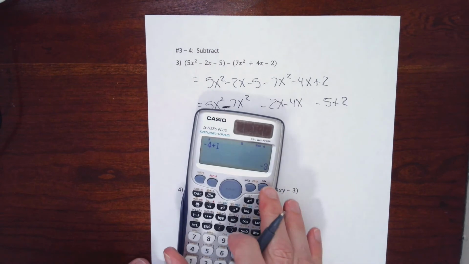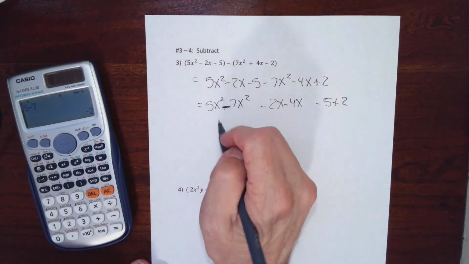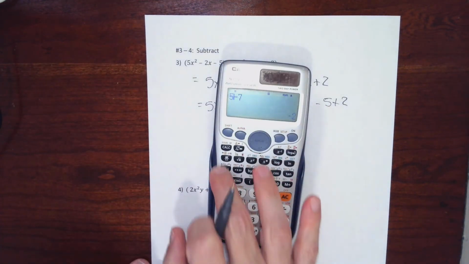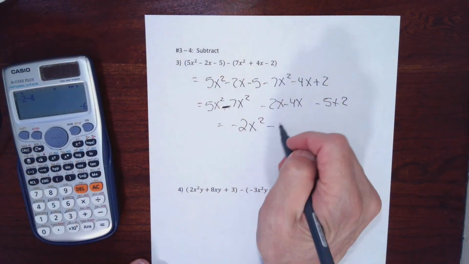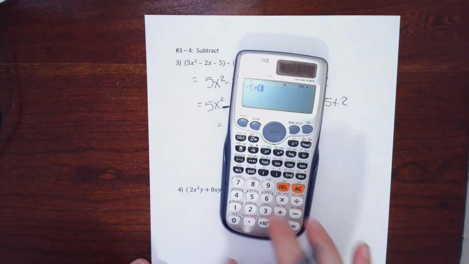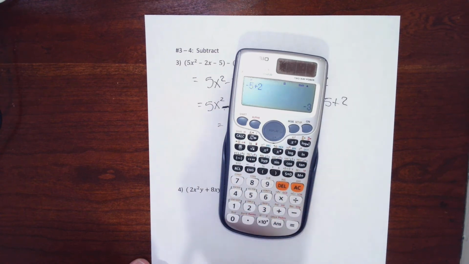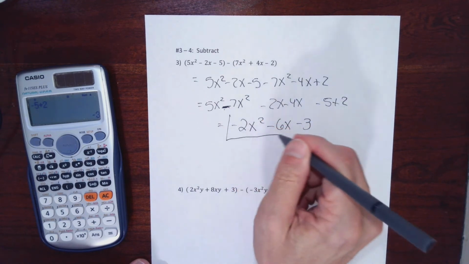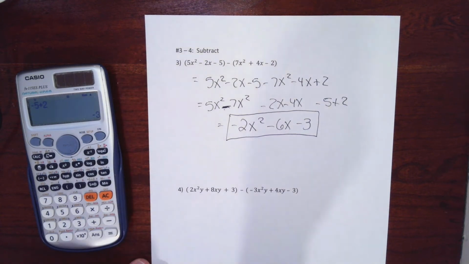If I'm not good at working with signed numbers, 5 minus 7 is going to give me a minus 2 for the coefficient of the x squared term. Minus 2 minus 4, the coefficient of the x term is going to be minus 6. And minus 5 plus 2 would give me a constant of minus 3, or negative 3. There are other ways to show this answer, but that's probably the way that I would generally show this.